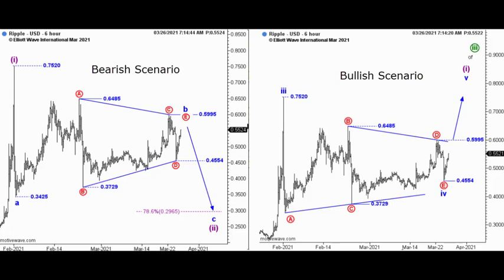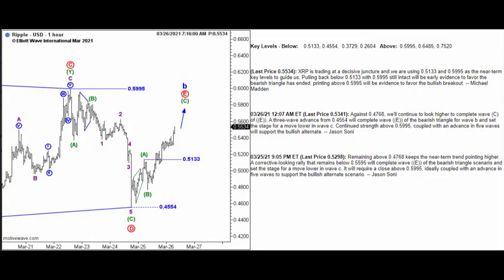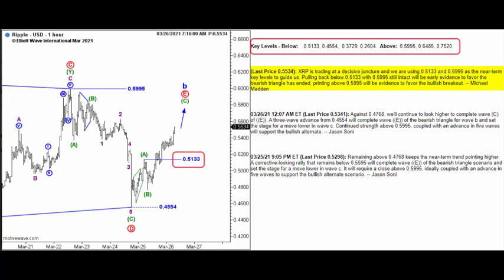Let's now take a look at one of the intraday updates. So here is the 1-hour chart that we are working with, and this is the B wave rally, wave E of B for the bearish scenario. So in the text we're saying XRP is trading at a decisive juncture, and that we are using 0.5133 and 0.5995 as the near-term key levels to guide us.